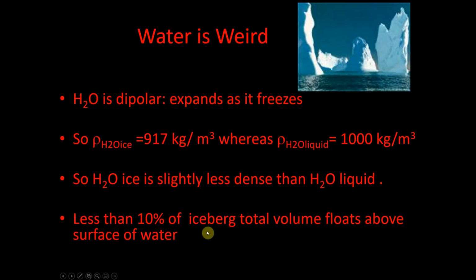So if we take something like an iceberg anyway, taking this principle into account, less than 10% of an iceberg's total volume actually floats above the surface of the water. And this is part of the worry with such things as global warming, in that if the ice does completely melt, that's a lot of fluid that's going to be contributed to the overall sea level of the world.